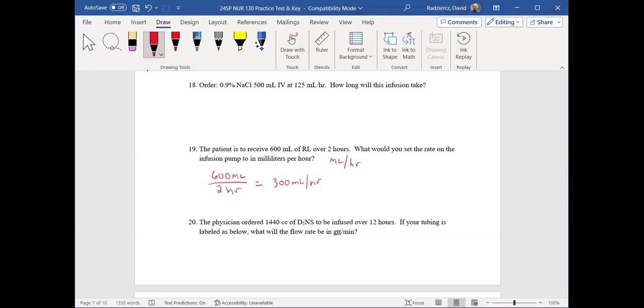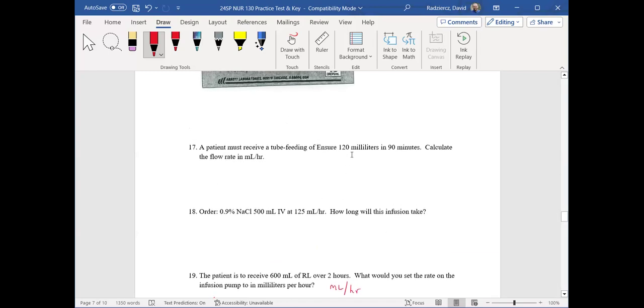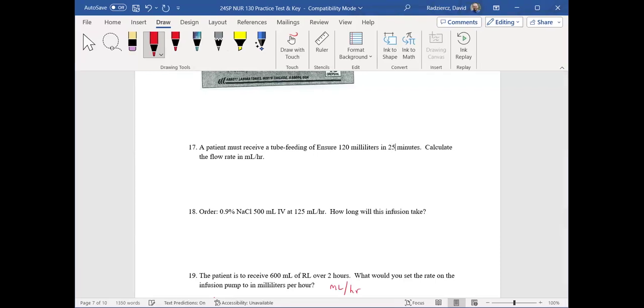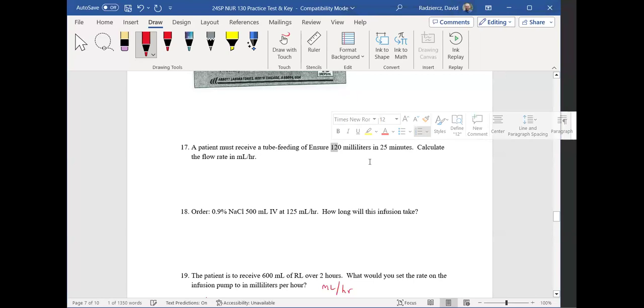So you can do that and change the numbers. Probably the most common thing is a 500 milliliter normal saline, and it might be over 6 hours. There are different things, or it might be over 1 hour. Or it could be a bolus where it's happening in a matter of minutes. So let's look at an example where minutes are being used. This person is going to receive, and I'm going to change this up, 25 minutes, and I'm just going to make this 200 milliliters.